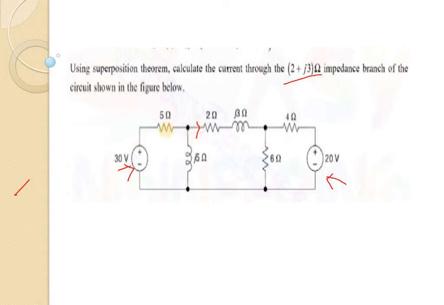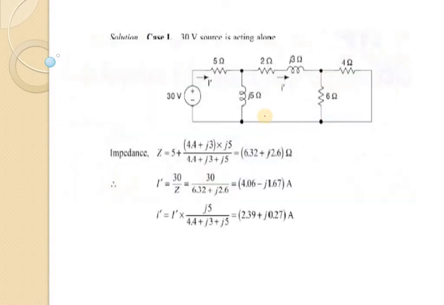So when the 30 volt source is acting, I will calculate the current through this 2 plus J3 branch. Let this be I1 for the 30 volt source. When I calculate for the 20 volt source, the 30 volt source will be deactivated, and again we will calculate the current. Let this current be I2, and at the end our actual result will be the summation of these two currents, that means I1 plus I2. So let's see how we can solve this problem.